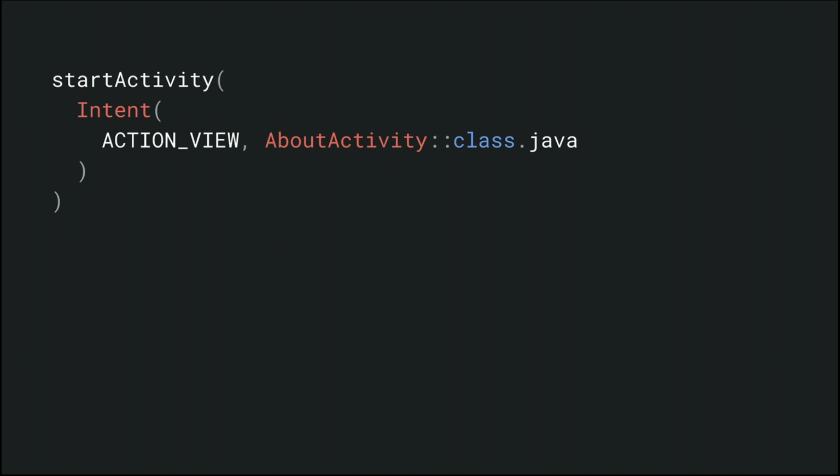Another thing we had to change was the way activities are launched within the app. In a monolithic app, it's possible to pass the class directly to the intent explicitly.